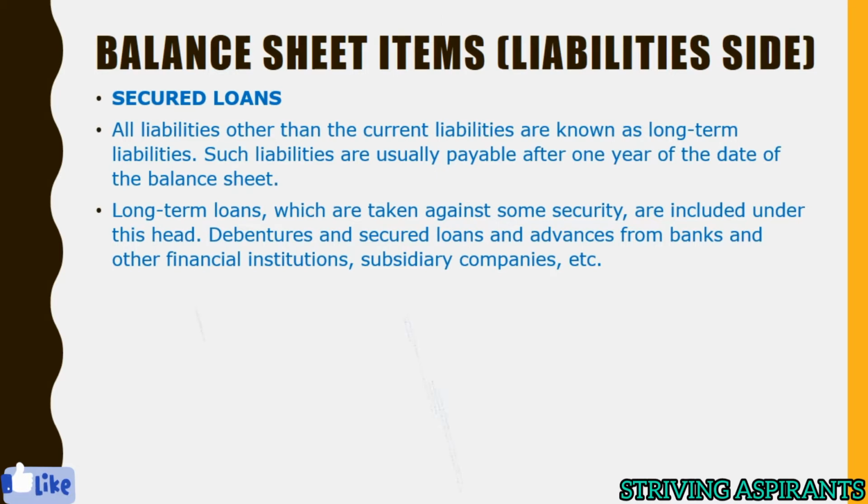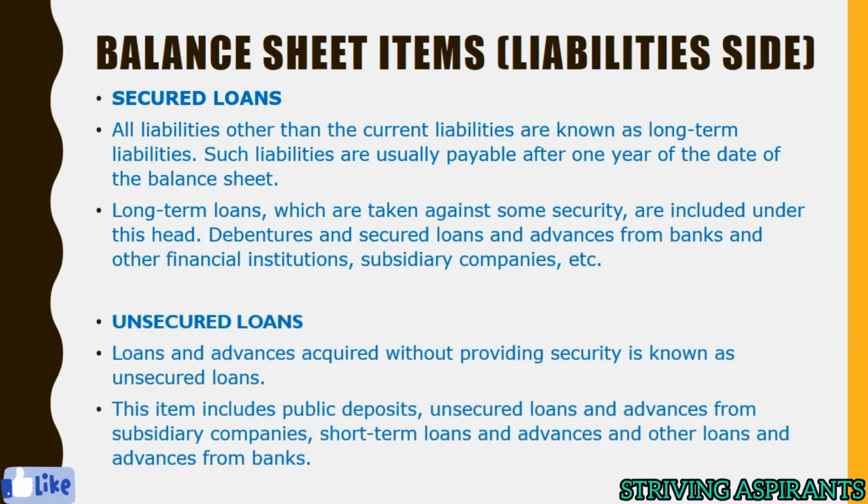The next one is unsecured loans. Here in this case, there will not be any security provided while taking these amounts. This item includes public deposits, unsecured loans and advances from subsidiary companies, short-term loans and advances, and other loans and advances from banks.